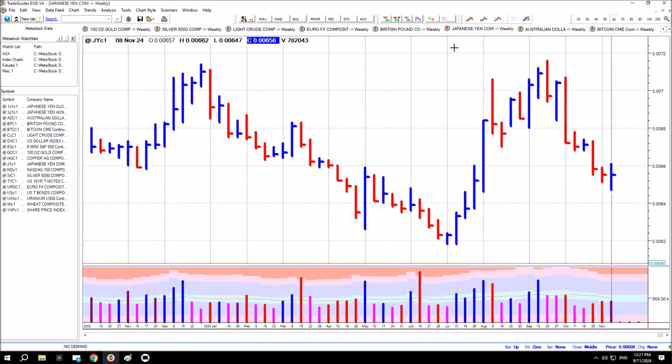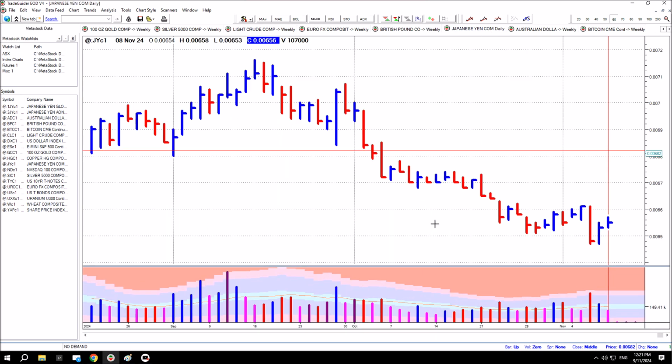Japanese yen currency futures. Here's the daily chart. There was an attempt to push high here, although it wasn't particularly strong. Price pulled back and below the recent lows. There was a recovery in response. This last bar with a narrow spread and very low volume, that's a weak bar there. There was no support for higher prices here.